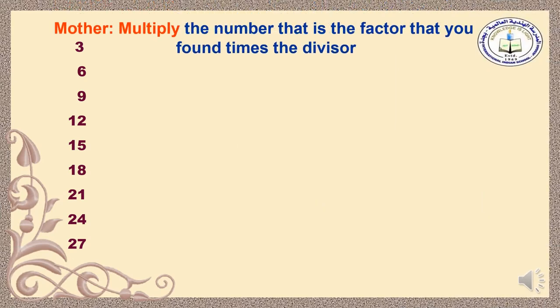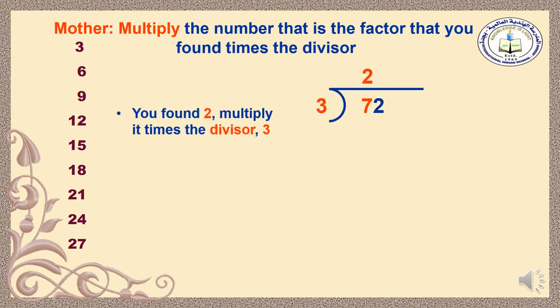Here we come to the second step, that is to multiply. You found 2, so multiply that 2 with the divisor 3. So 3 times 2 will give us 6. Write that 6 under 7.